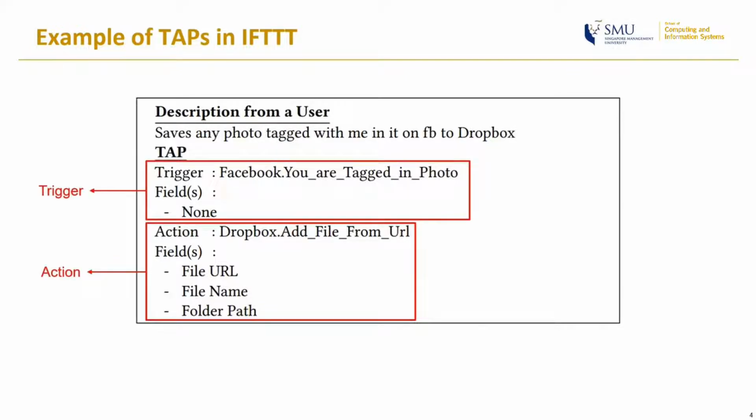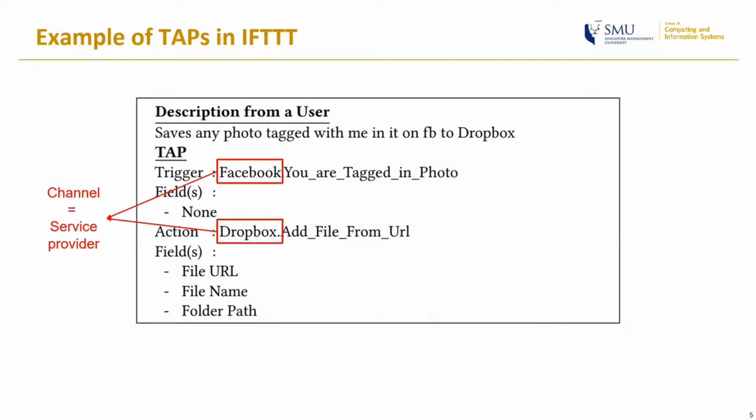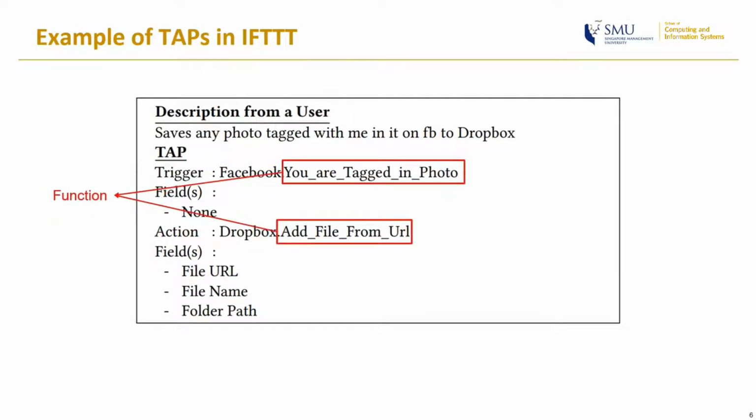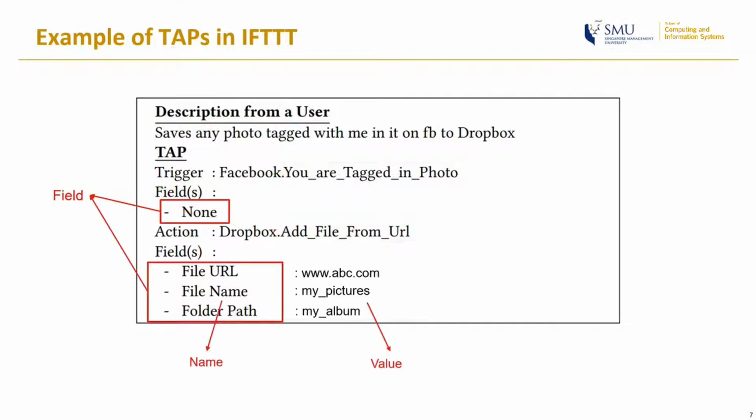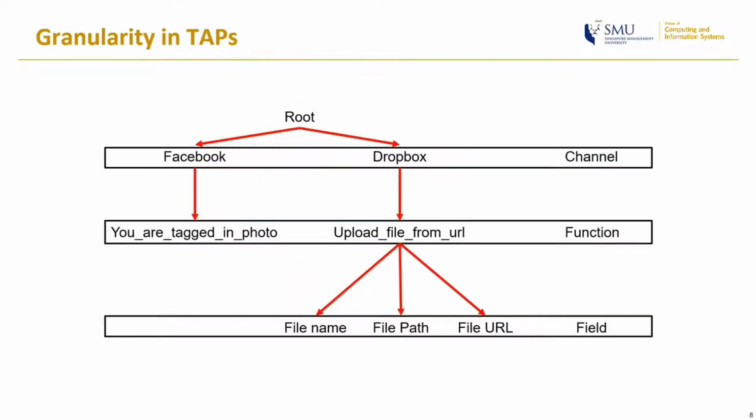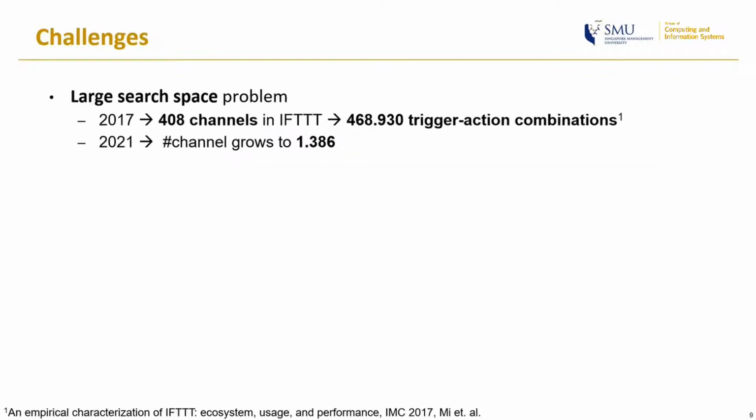This is an example of a TAP in IFTTT. A TAP is composed of two main parts. The first part is the trigger, the second part is the action. Each trigger and action has a channel. Each trigger and action also has a function. A function is equivalent to an API. Lastly, each trigger and action also has a set of fields or parameters. In summary, we can decompose a TAP into three different granularities, namely channel, function, and field.